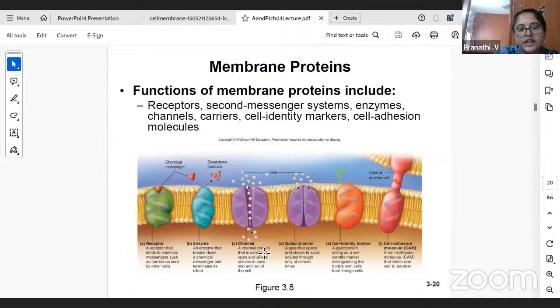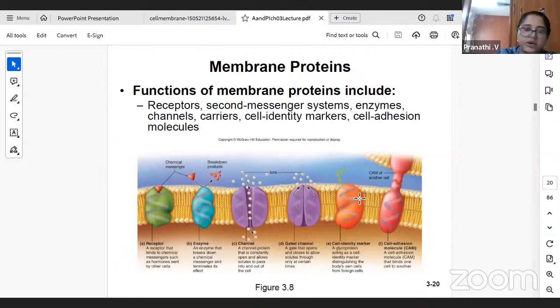If you see the channel protein constantly open, it allows solutes and water molecules to pass through. Gated channels allow the solutes only through at certain times. You do not need insulin being produced or pumped into the cell all the time. Insulin will come only when there is glucose available. Simple.